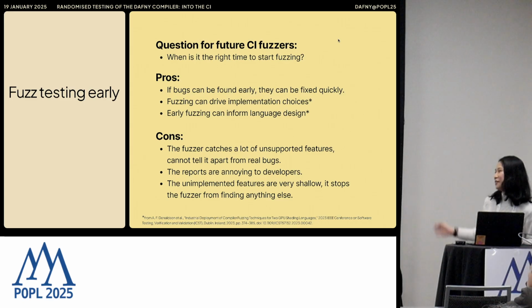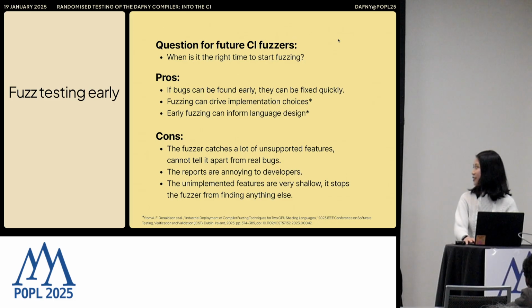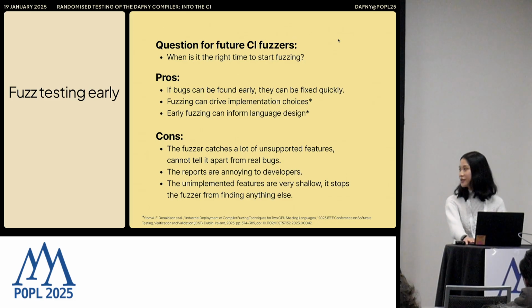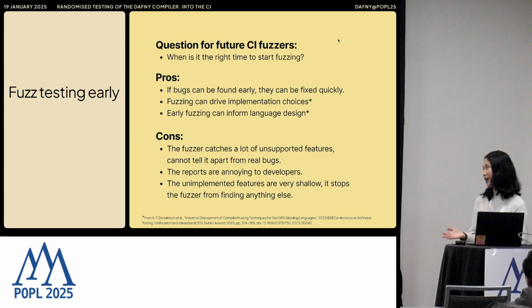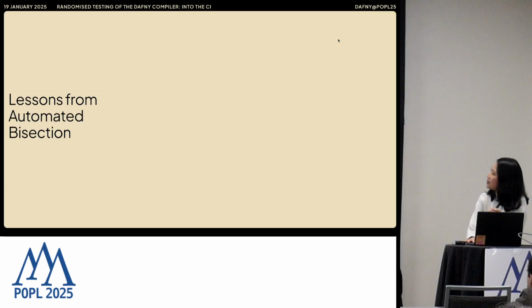And as Ali found in his other work, fuzzing can also prevent developers from committing to a problematic implementation or design. But then as we've seen in this work, the fuzzer catches a lot of unsupported features, and it cannot tell if it's a bug or not. It reports them to the developers, and that's kind of annoying, and it's a waste of resources, to be honest.